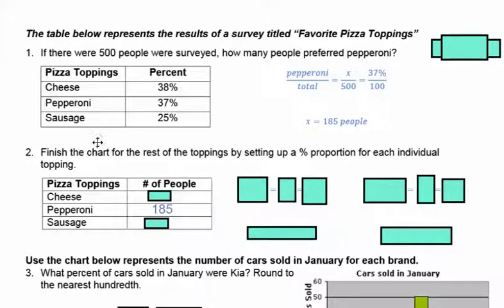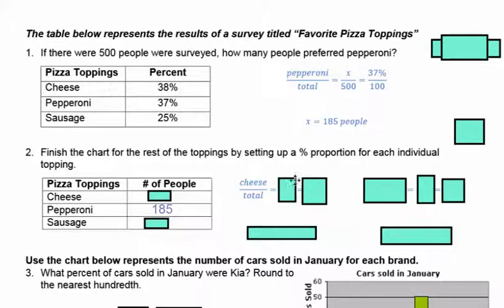Alright, so they want you to go ahead and finish the chart by setting up these percent proportions to figure out how many people like cheese. So you'll set up one proportion for just cheese, and then how many people like sausage. Go ahead and hit pause and try those two on your own. When you're done, hit play again to check and see how you did.